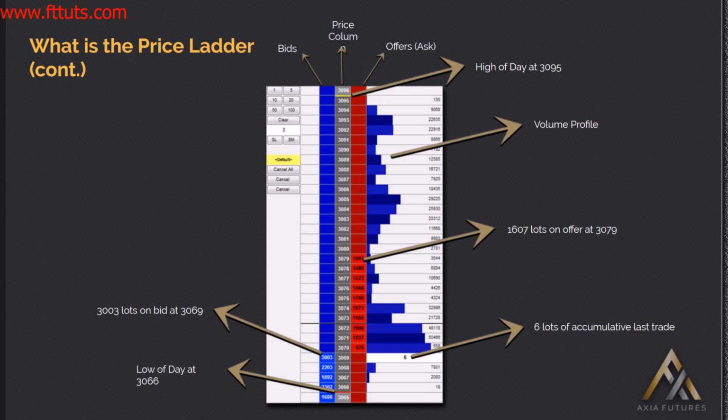And the converse is true, except if the bid is hit, then it's going to go red in the first instance of whatever size was hit first on the bid. And when the bid is hit furthermore after that initial hit, then it'll change the color to white, and that is the cumulative last trade.